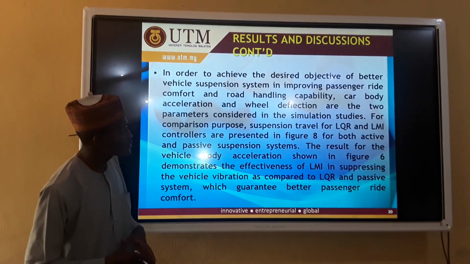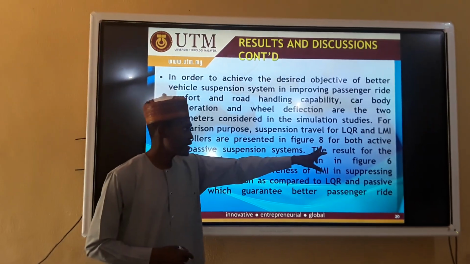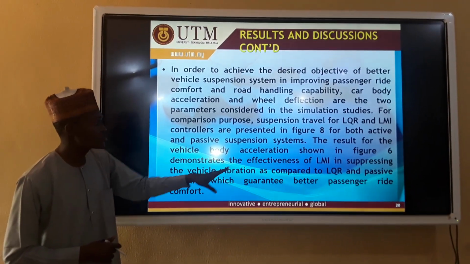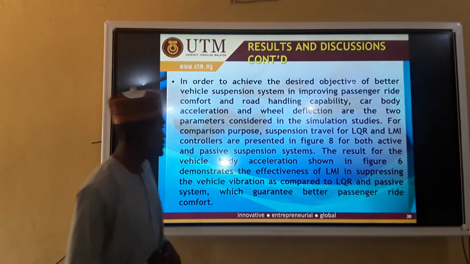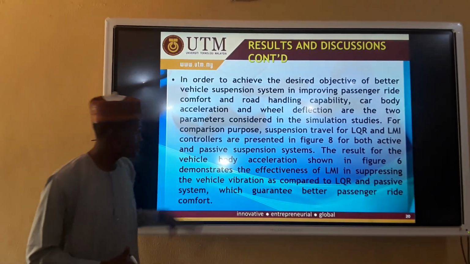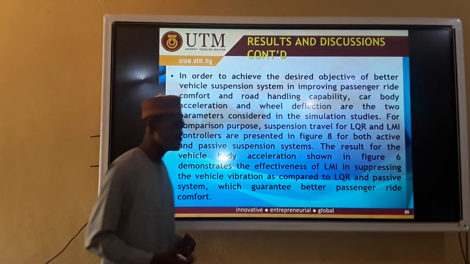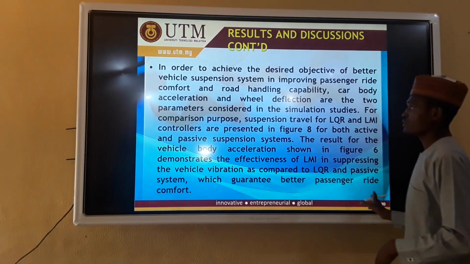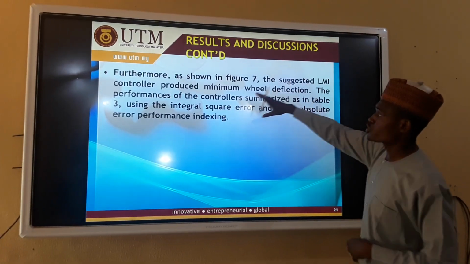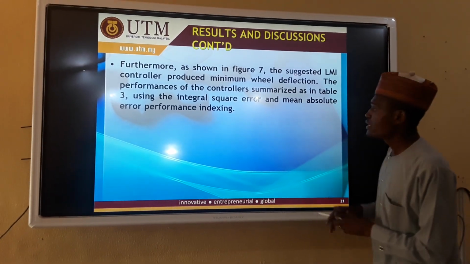For comparison purposes, suspension travel for LQR and LMI controllers is presented in figure 8 for both active and passive systems. The results for the vehicle body acceleration shown in figure 6 demonstrate the effectiveness of the LMI in suppressing vehicle vibration as compared to LQR and the passive system, which guarantees better passenger ride comfortability. Furthermore, as shown in figure 7, the suggested LMI controller produced minimum wheel deflection. The performances of the controllers are summarized in table 3.